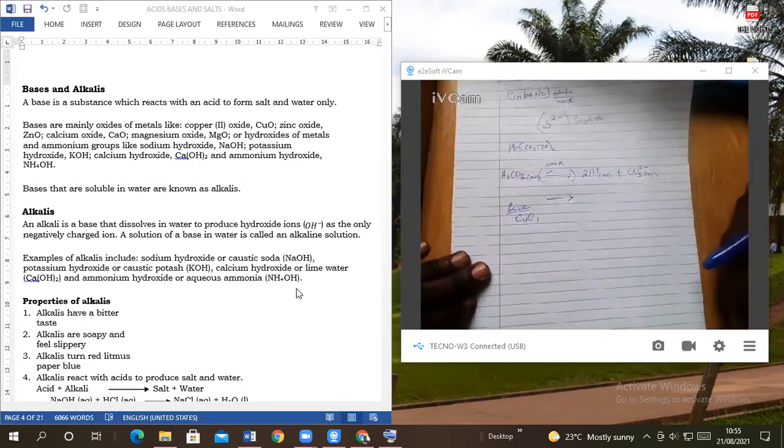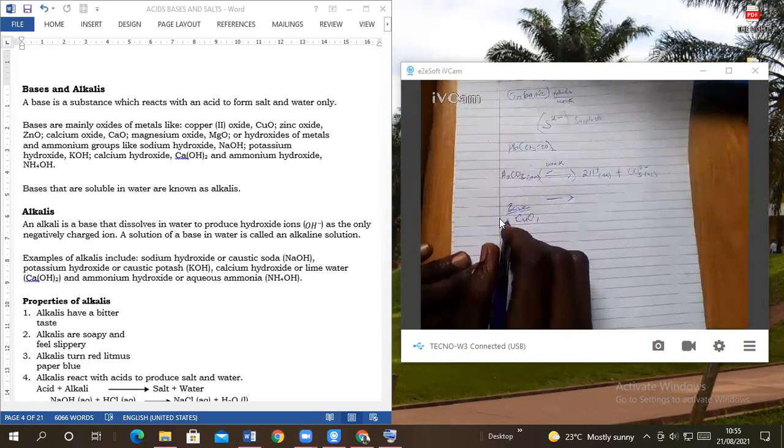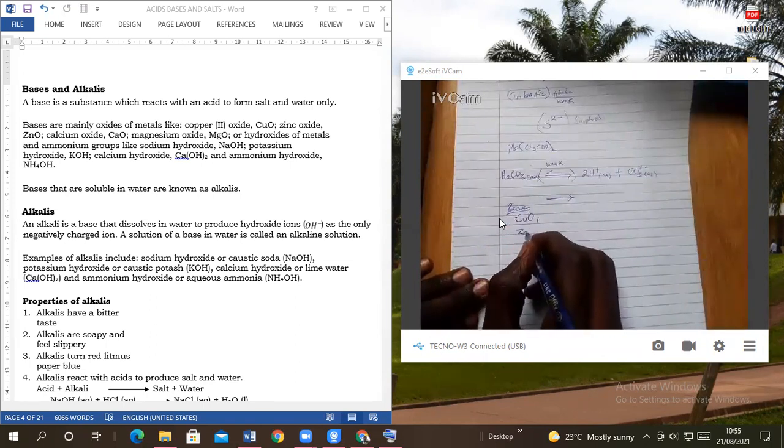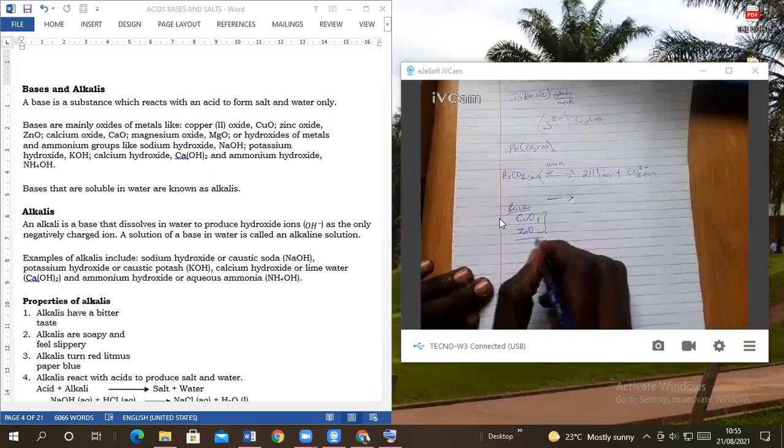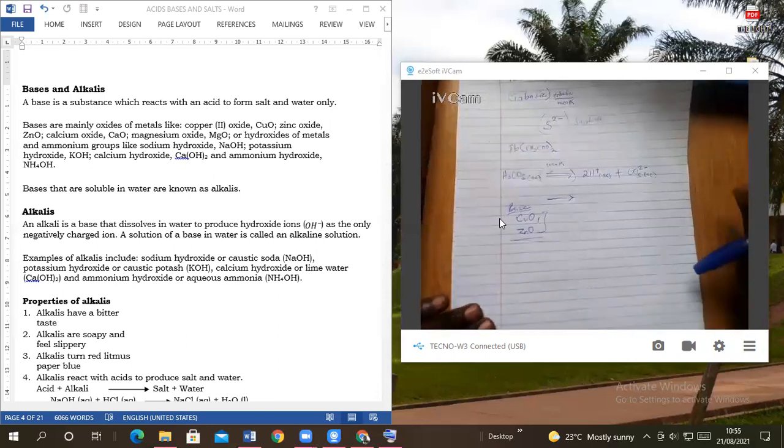Then we also have zinc oxide. All these are bases, the ones you see here. Then I want to show you the difference between a base and an alkali.